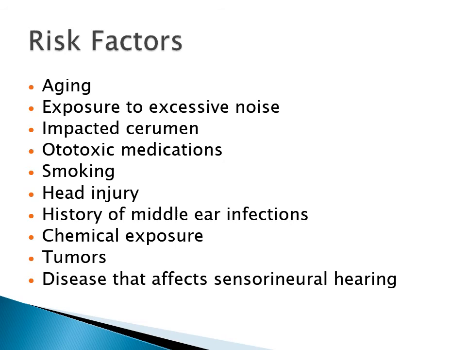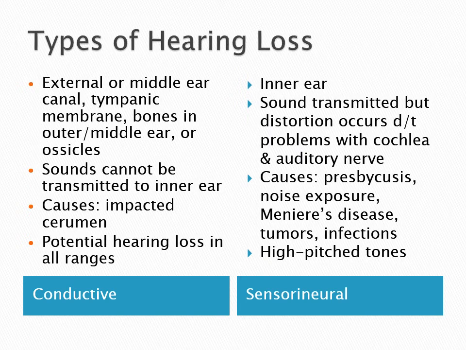The risk factors are listed. You can take a look at them. We'll be reviewing which risk factors are associated with which type of hearing loss on the upcoming slides. Two different types of hearing loss, conductive and sensory neuro. You want to know the difference as far as where in the ear it is located, how it affects the sound transmission, what ranges are affected, and then also the causes.